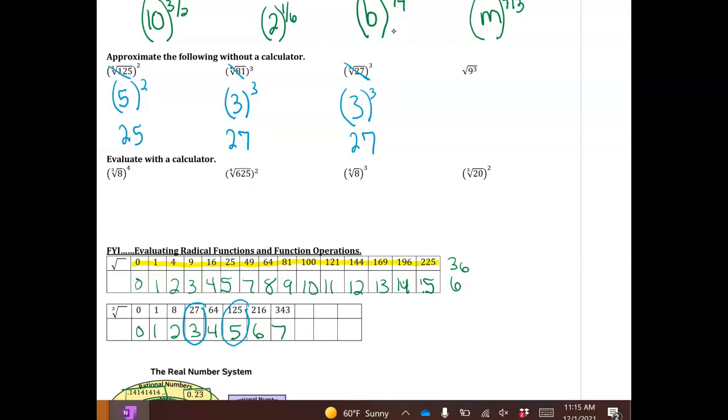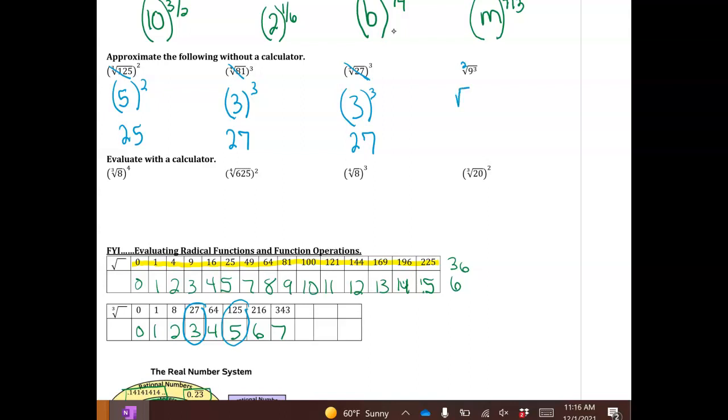Now, on the next one, we're missing the invisible 2, and it's written differently. What you could do is find 9 to the 3rd power, but 9 times 9 times 9 is not a number I know off the top of my head, and then take that number and square root it.